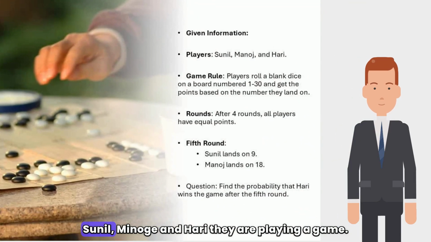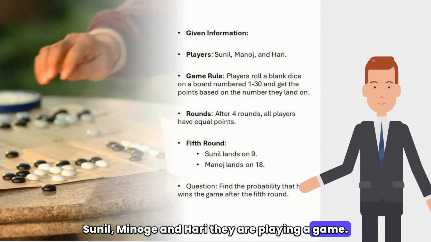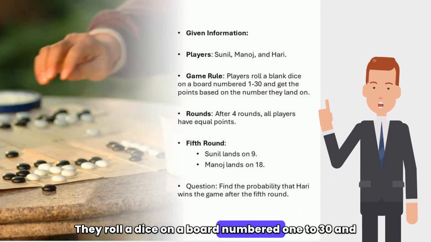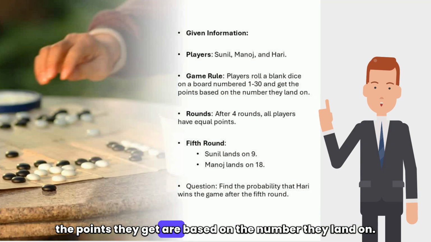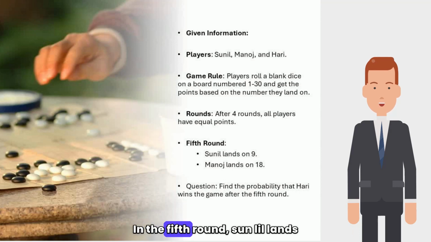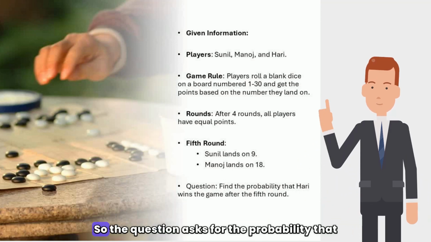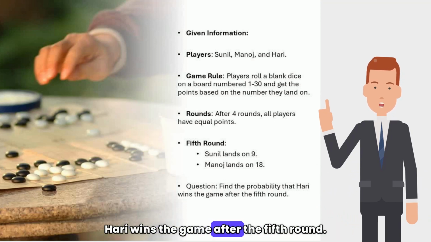3 players, Sunil, Manoj, and Hari. They are playing a game. They roll a dice on a board numbered 1 to 30, and the points they get are based on the number they land on. After 4 rounds, all players have equal points. In the 5th round, Sunil lands on 9 and Manoj lands on 18. So, the question asks for the probability that Hari wins the game after the 5th round.